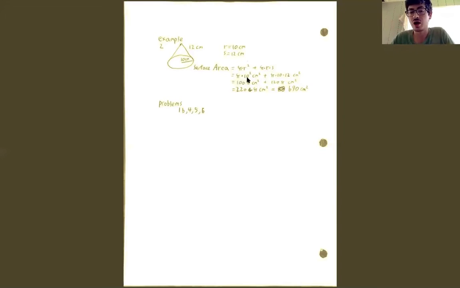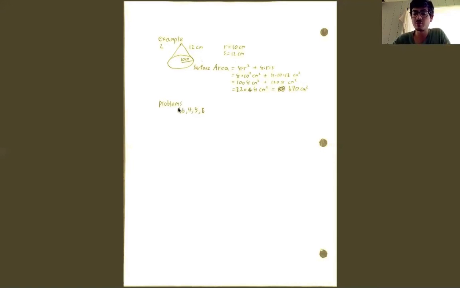So here, 10 squared is going to be 100, so we have 100 pi centimeters squared. That's my area of my circle, my base. Now I'm going to add the surface area of the side of the cone, which is going to be 10 times 12, so 120 pi centimeters squared. Finding the total surface area, I add these two together, getting 220 pi centimeters squared, which is about 690 centimeters squared for my total surface area.